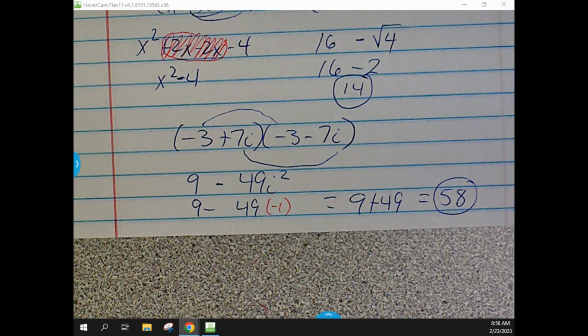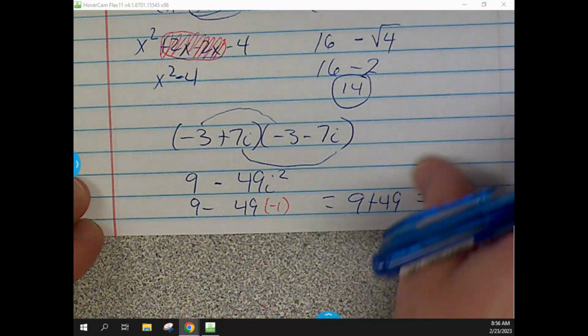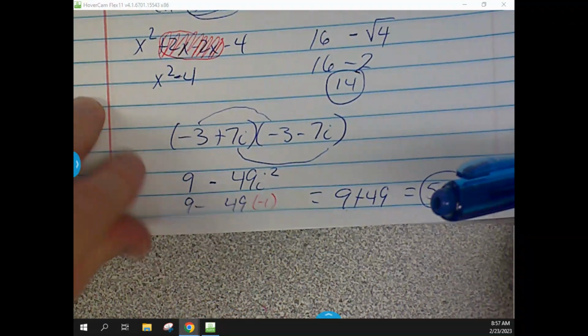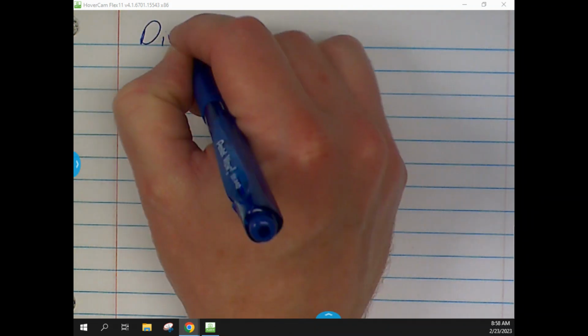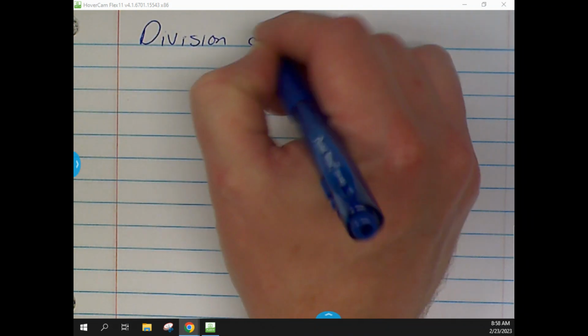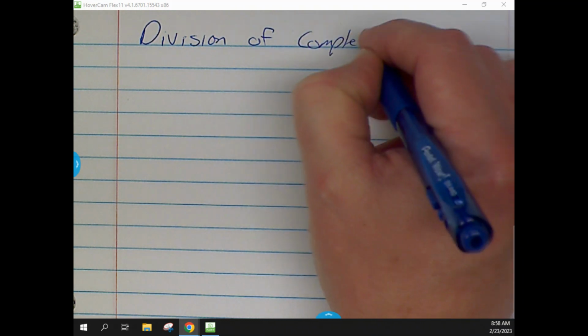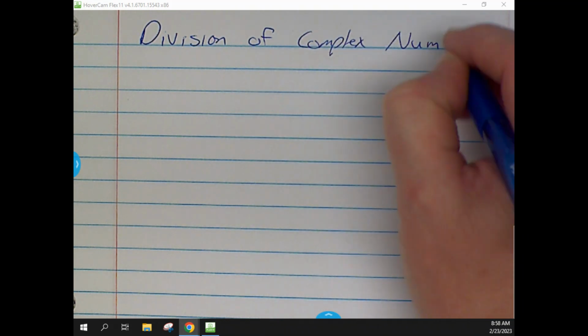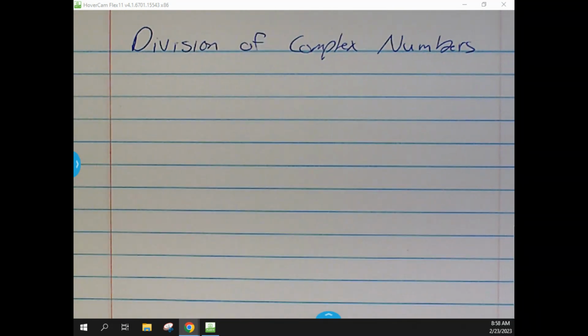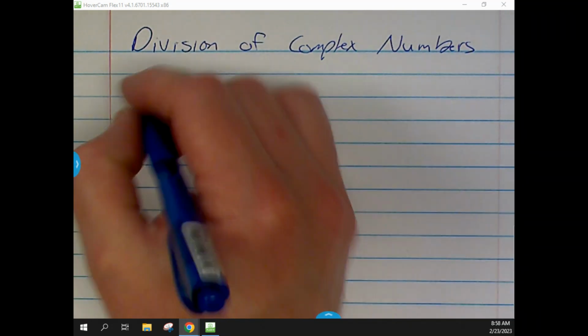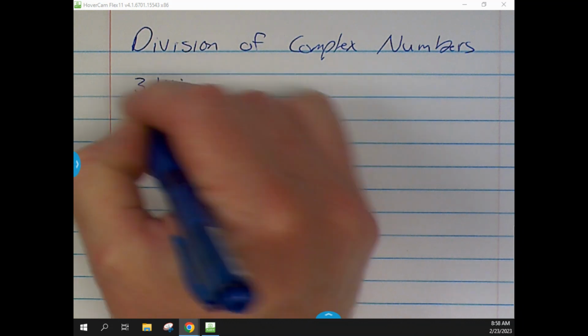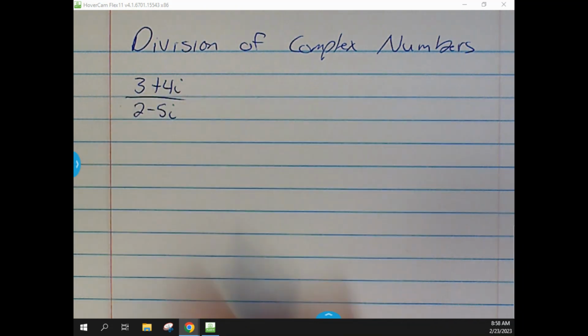Okay, so here's what it is with division. Okay, so with division, all right, so there's what division with complex numbers is going to look like.